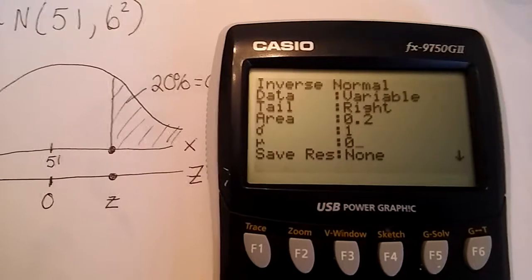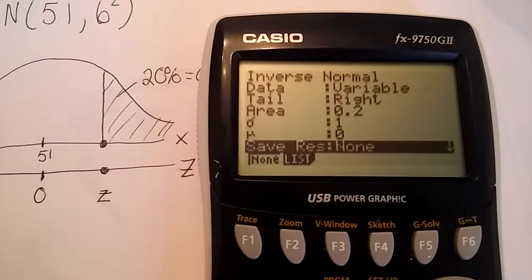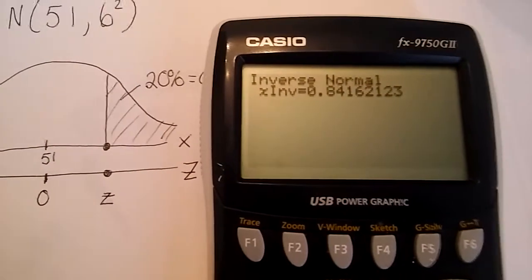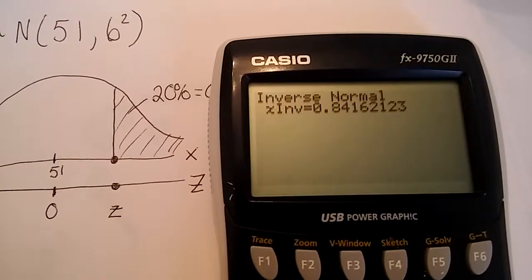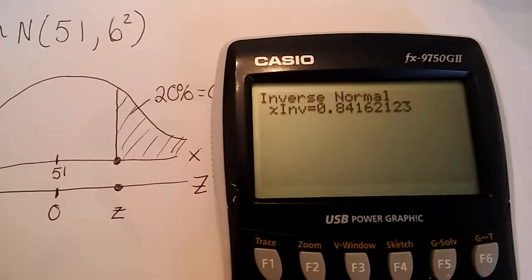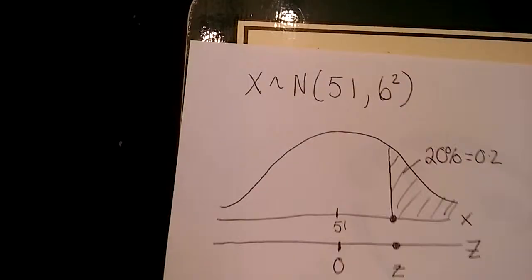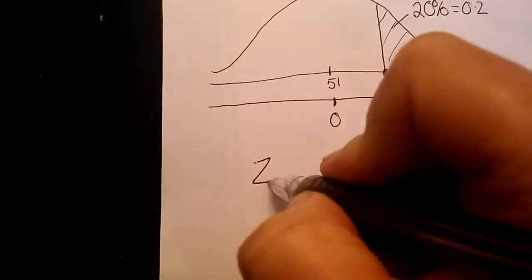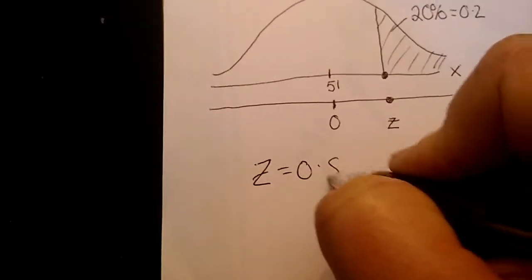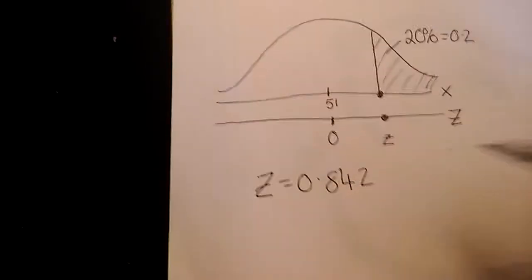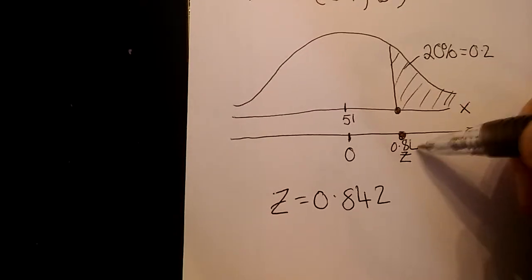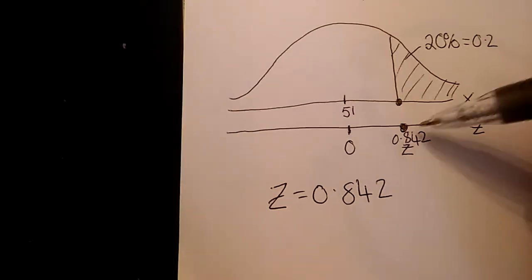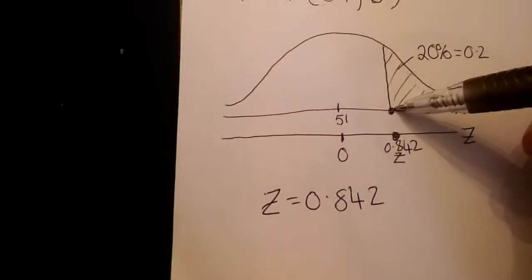So pop those in, press your blue button a couple of times, and there is the answer for the Z value. So Z equals 0.842. You can pop that on the diagram if you like, that's 0.842. Now we have to work back and get the corresponding X value.